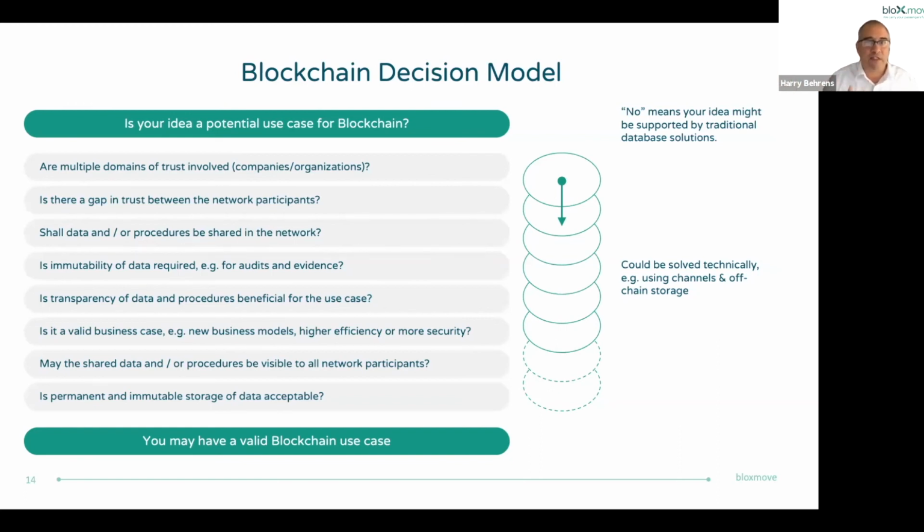Is transparency beneficial? Because with blockchain, yes, you can hide private data, and yes, it's GDPR compliant before the question comes, at least if you know what you're doing, but it is a highly transparent system. So is that of benefit or not? If it's of benefit, continue. And then, of course, that's the question you should always ask yourself. Don't just do blockchain because everybody wants to do blockchain.